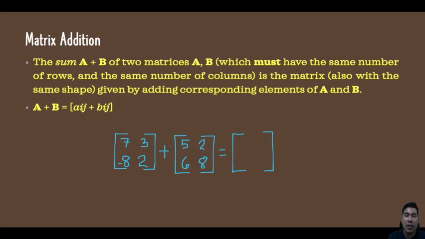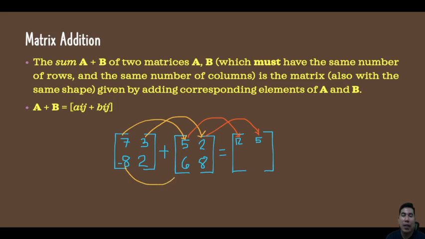First is 7 and 5. So 7 and 5 will be added. This will yield us 12. And then the next element is 3, which is at index 0 and column 1. In the second matrix, we also have 2, which is at index 0 and column 1. So we're going to add these two elements, 3 and 2. This will result in 5.